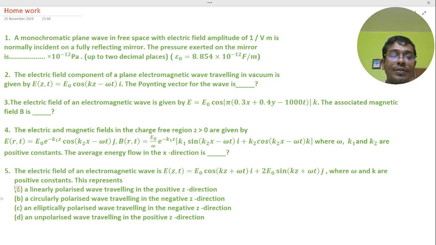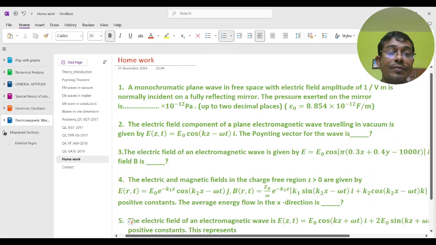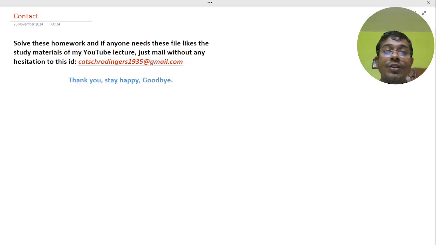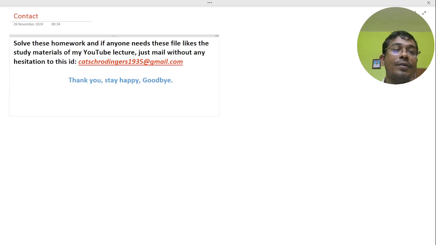When we discuss the polarization of light, we give the formula and the concepts of linearly, circularly and elliptically polarized or unpolarized light, and the conditions. This is important, so take a screenshot of this page and the five questions, and solve this homework.